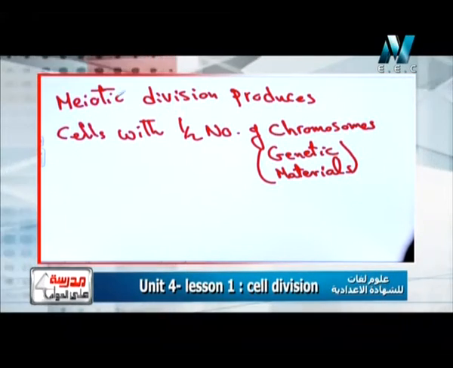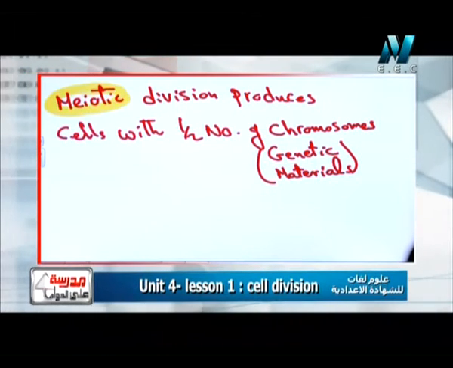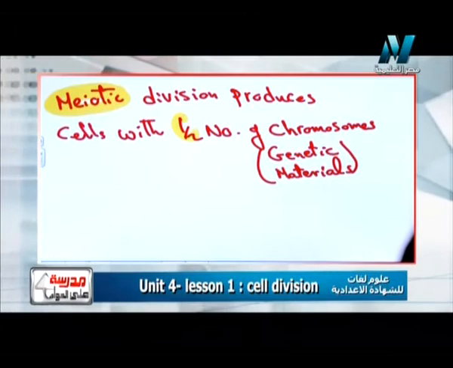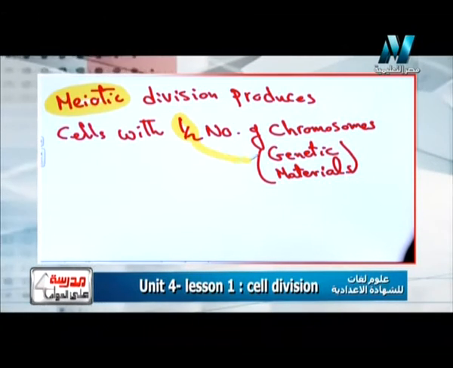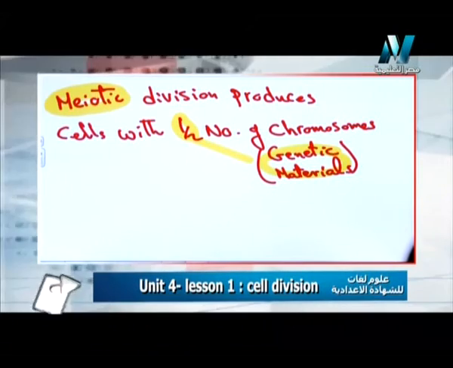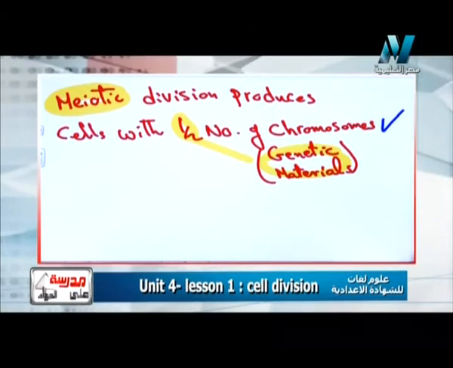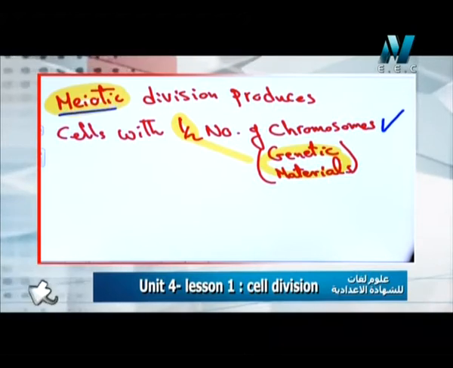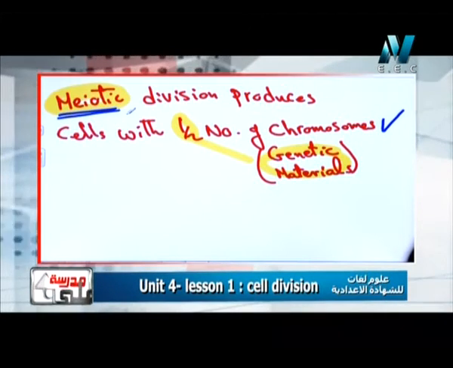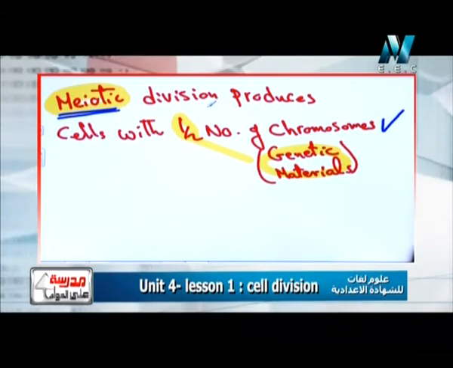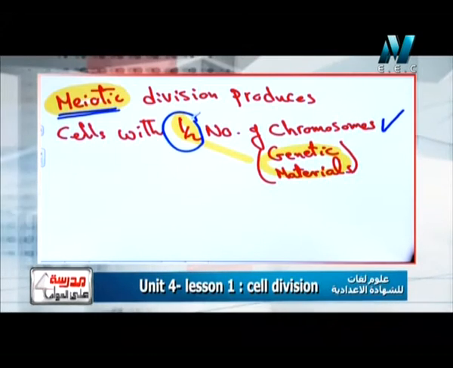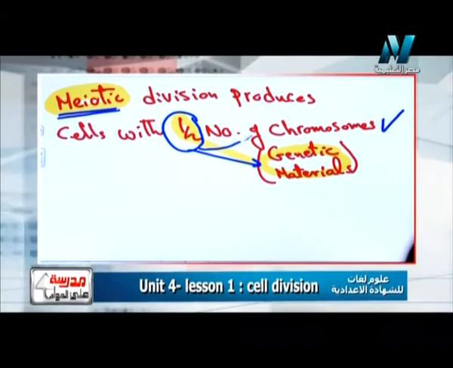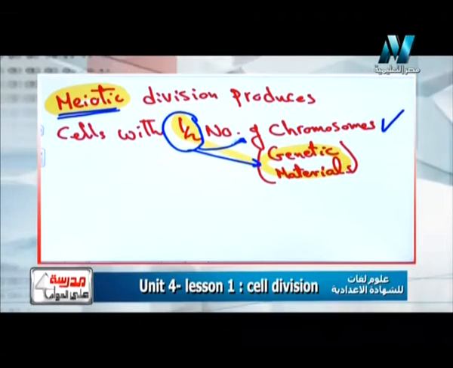Here we talk about meiotic division, which produces cells with half the number of chromosomes or half the genetic material. The answer is right, because meiotic division, or meiosis division, produces cells with half the number of chromosomes or half the genetic material. The two are the same.